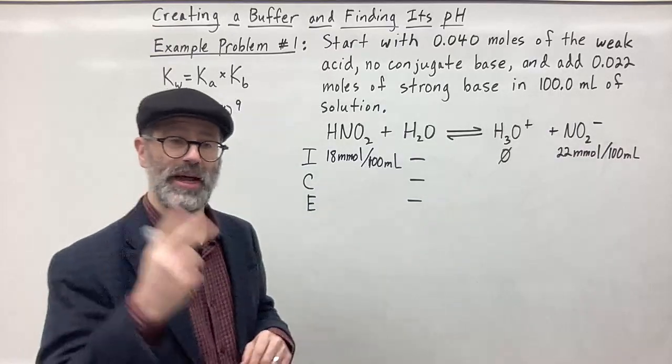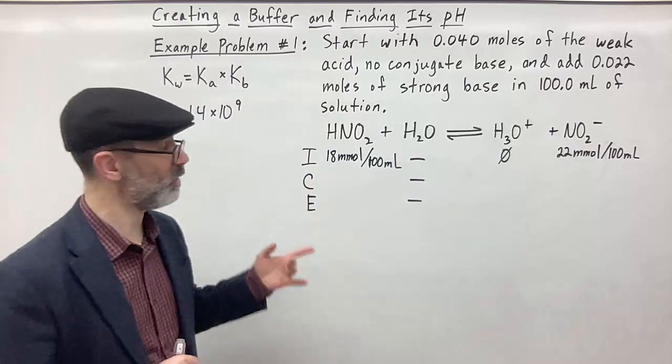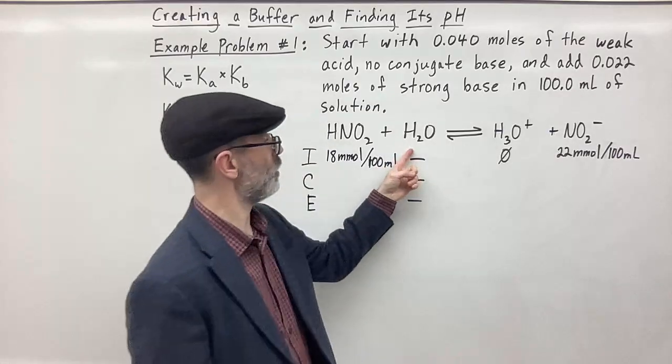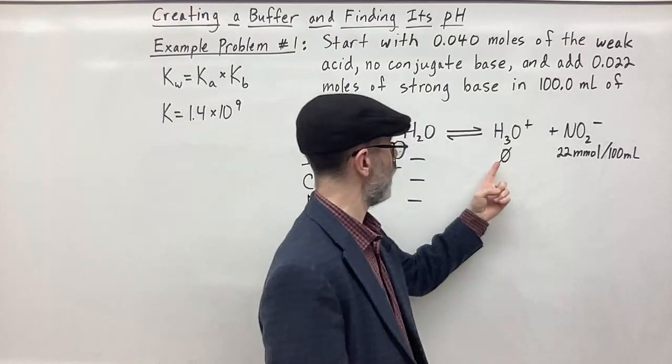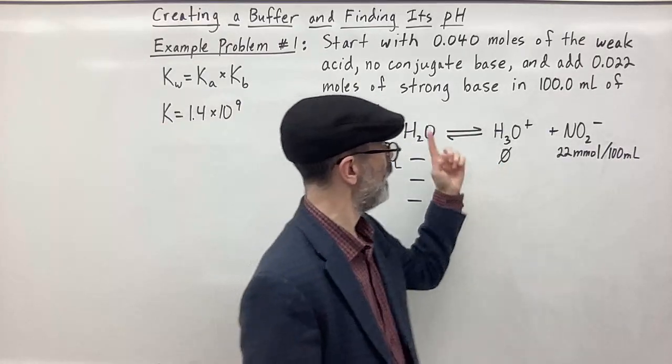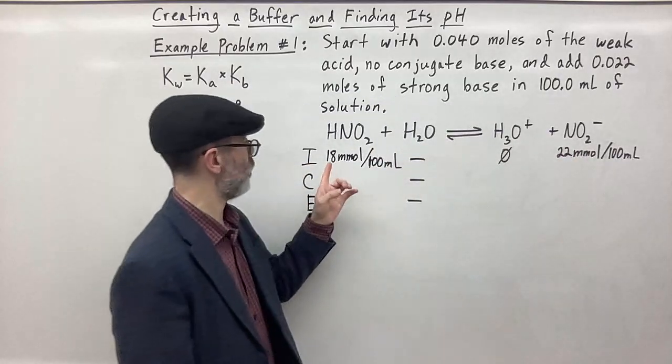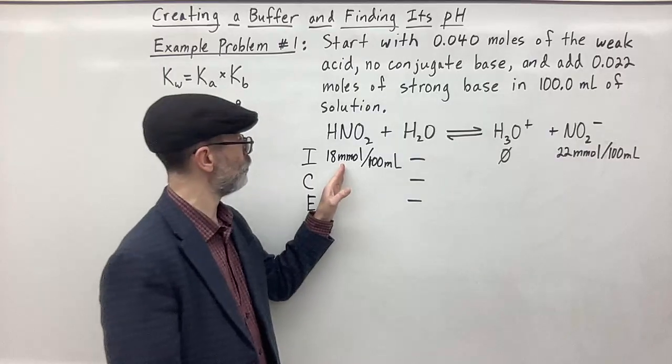Again, there are two ways you could set up this equation. This is one of them, where I have the weak acid reacting with water to produce the hydronium ion, H3O plus, and NO2 minus. And you'll see here that we start with the 18 millimoles of the acid.